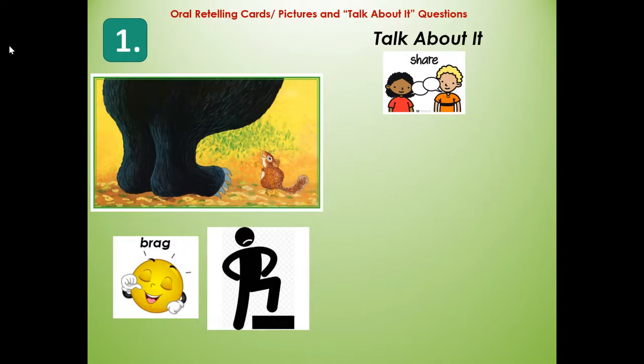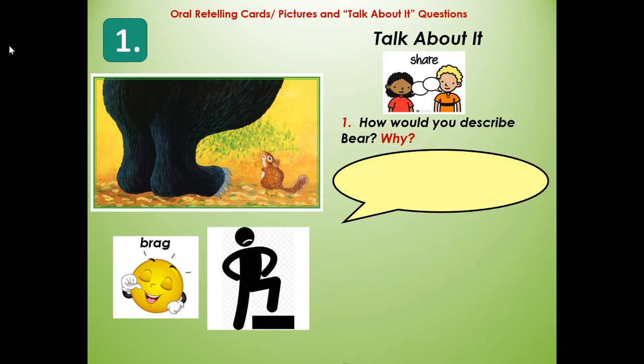Look closely at who is in the picture. And our first question is, how would you describe bear? So we see bear's feet and we see brown squirrel. How would you describe bear and why? So you could say bear is, I know this because. So is bear happy? Is bear angry? How is bear? Bear is, how would you describe him as a character? Bear is, I know this because.